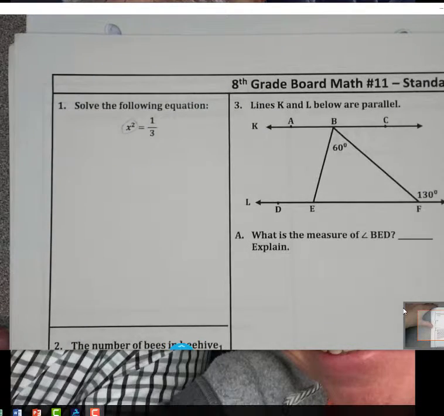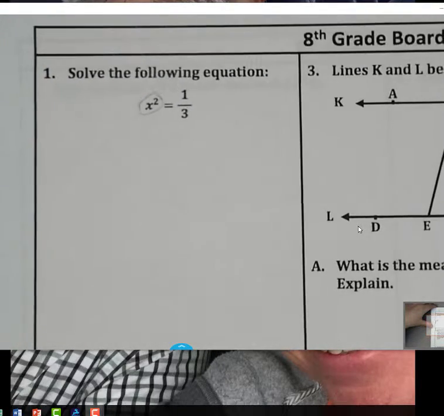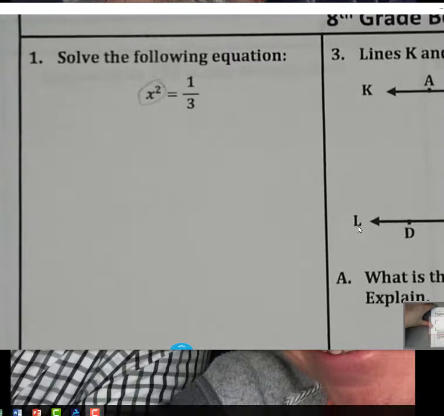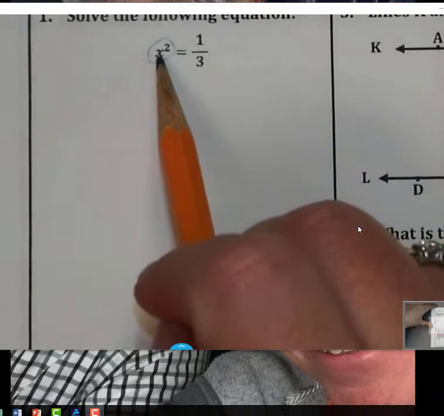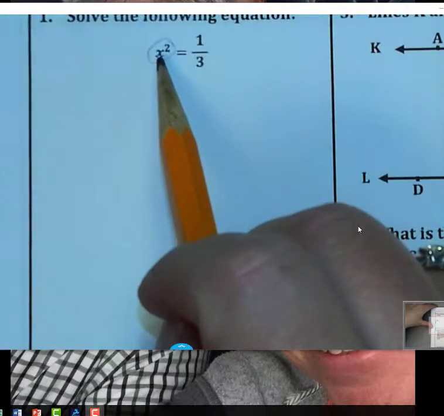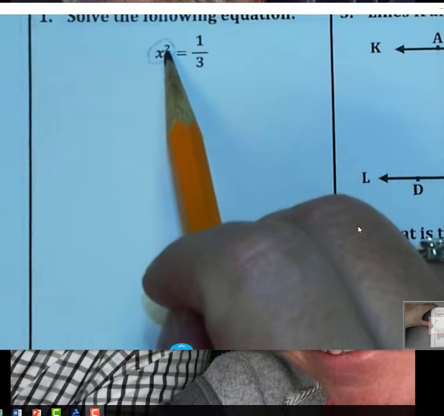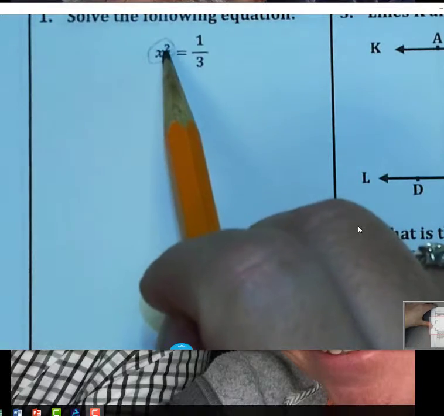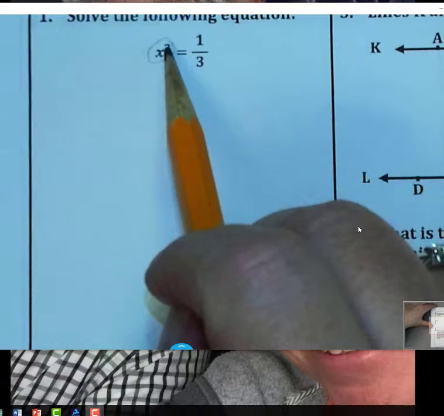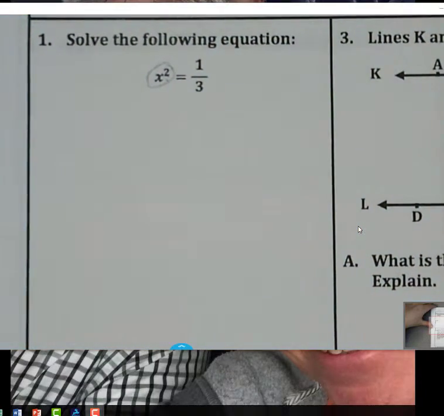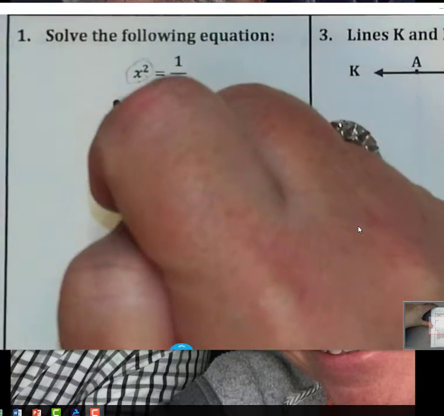This is math board number 11. First problem says that x squared equals 1/3 and we are to solve for x. And since x is being squared, we want the exponent on the x to be a positive 1, and right now it's a positive 2. So to undo x being squared, we're going to take the square root of it.